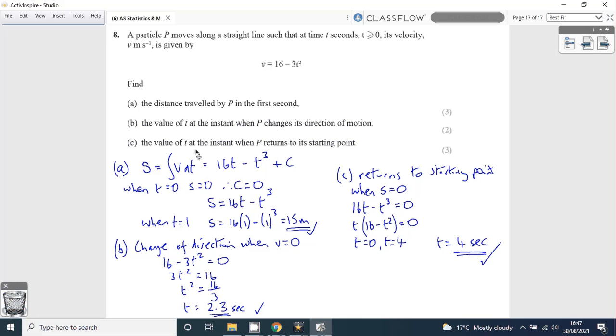Now for part C, we return to the starting point when the displacement is 0. So we take the displacement equation from part A, 16t minus t cubed, set that equal to 0, factorise, and we get the solutions of 0 and 4. Obviously 0 is when it initially starts its journey, and it returns to its starting point when t equals 4 seconds.